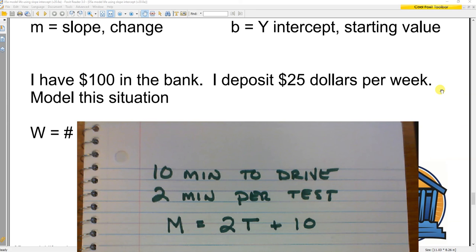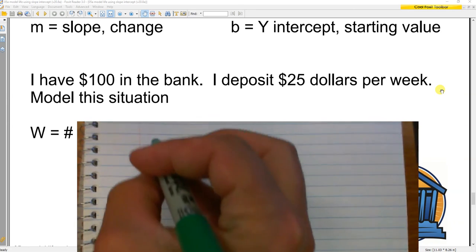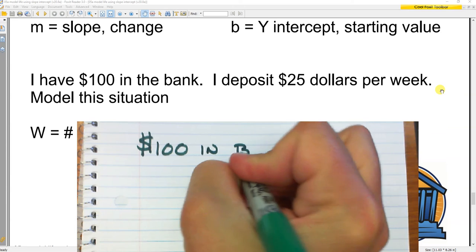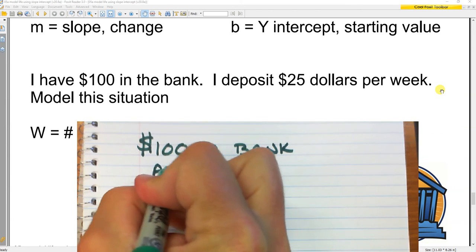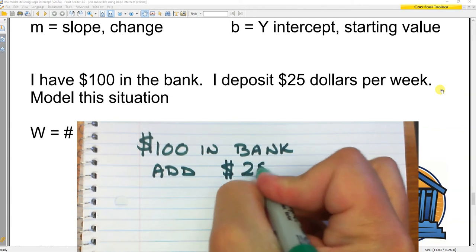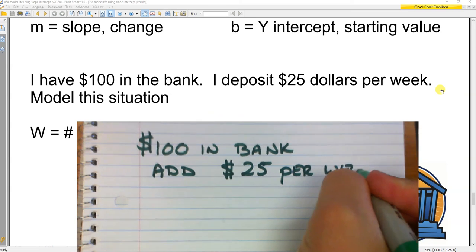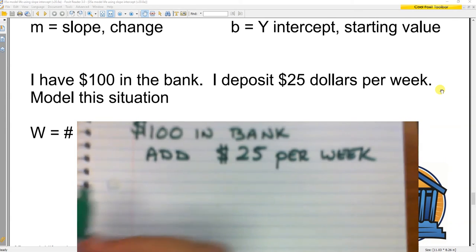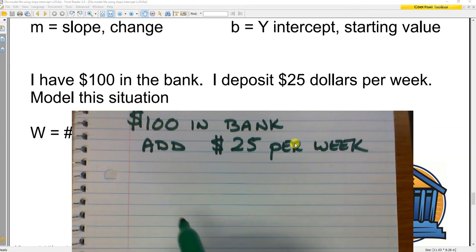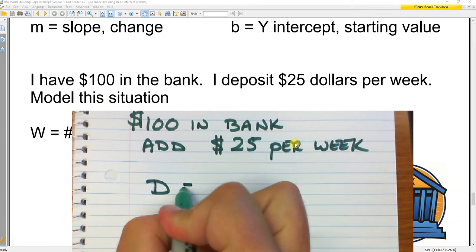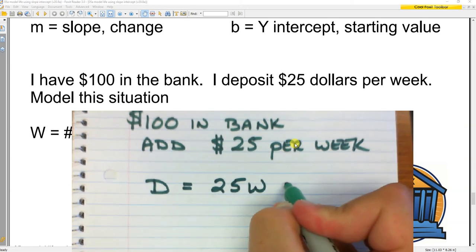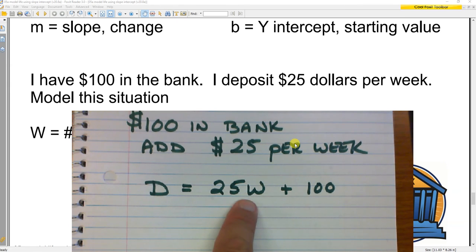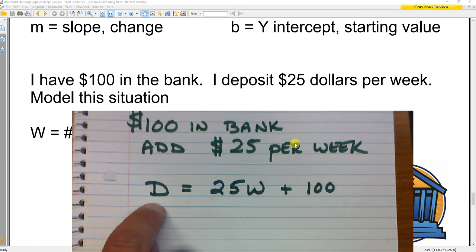I have $100 in the bank. I deposit $25 a week. I'm going to model this using a slope-intercept equation. My total dollars, D for dollars and W for weeks, equals $25 per week plus 100. At 0 weeks, $100. 1 week, $125. 2 weeks, $150. I just modeled it.